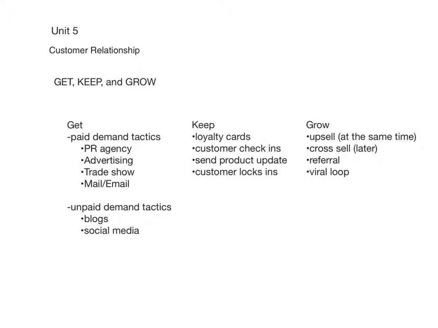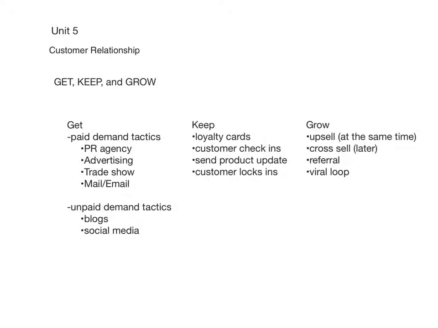Unit 5 is about customer relationship. A business has to get, keep, and grow its customers. For getting customers, there are paid demand tactics and unpaid demand tactics. A PR agency is a company that will advertise your company to others. And advertising and trade shows are like recommending your products on some TV shows, and mail and email sent to customers. And unpaid demand tactics are like blogs or social media.